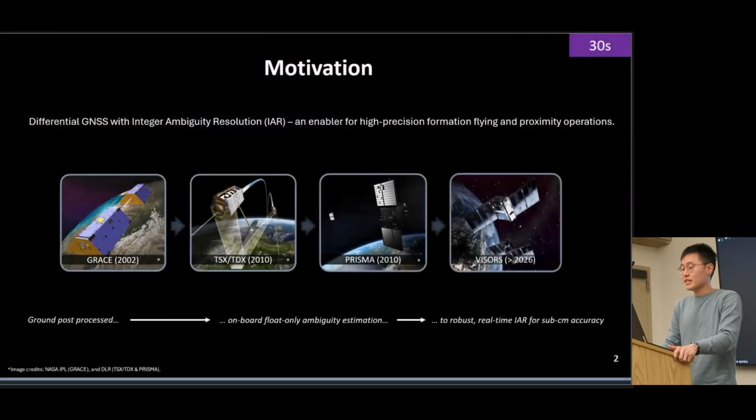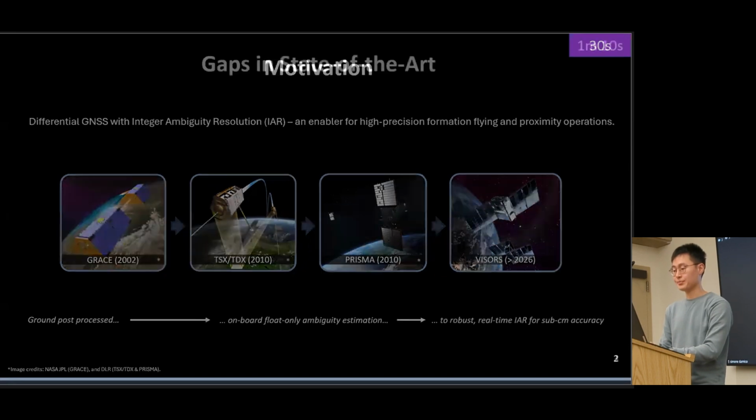So differential GNSS is now widely considered for emerging formation flying missions. Historically, differential GNSS with integer ambiguity resolution was used mainly for ground post-process solutions, and it was not until 2010 that PRISMA demonstrated the first in-orbit differential GNSS with float ambiguity estimation in real time. In future, missions such as VISERS will demonstrate real-time onboard IAR.